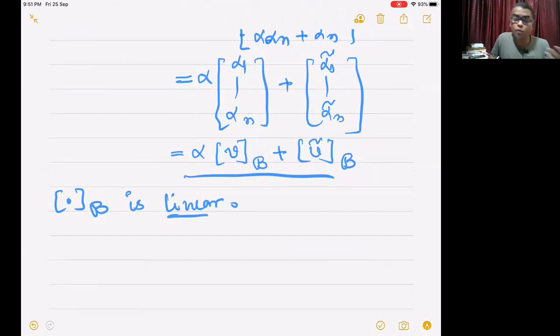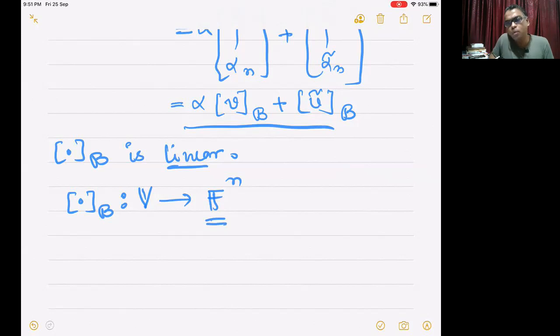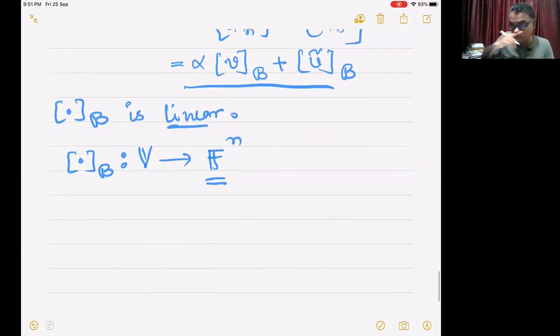And why bijective? Of course, we have already seen. Yeah, it is one-to-one and onto. Why is it onto? Onto means: let us look at the domain and the codomain. V is the domain, the codomain is F to the n. Take any n-tuple in F to the n. Look at the corresponding linear combination with the basis vectors. That is the vector that gets mapped to this n-tuple.